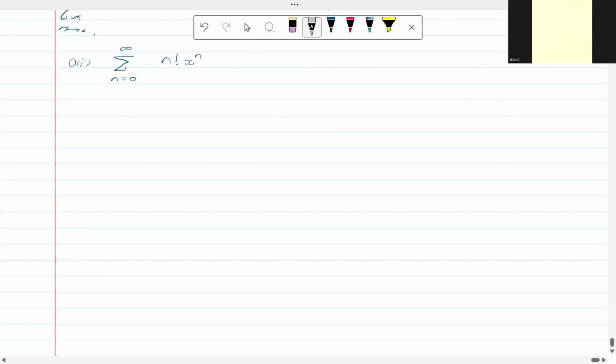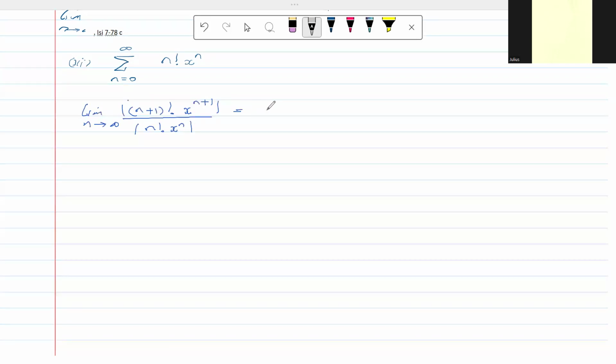So for the third one, we will use again the ratio test. So let's use the limit as n tends to infinity of n plus 1 factorial, multiplied by x to the n plus 1, that is a n plus 1, divided by a n, that's n factorial, x to the power of n.